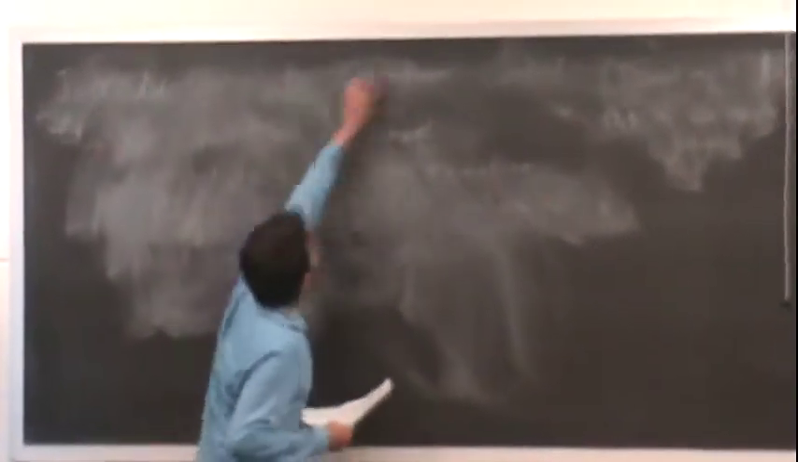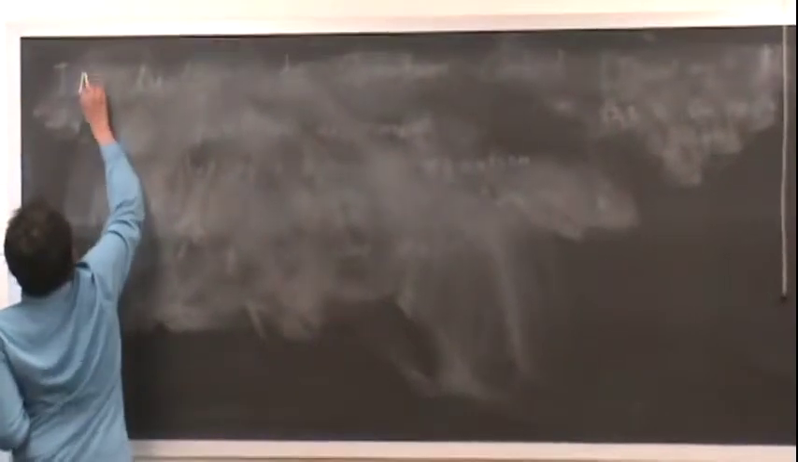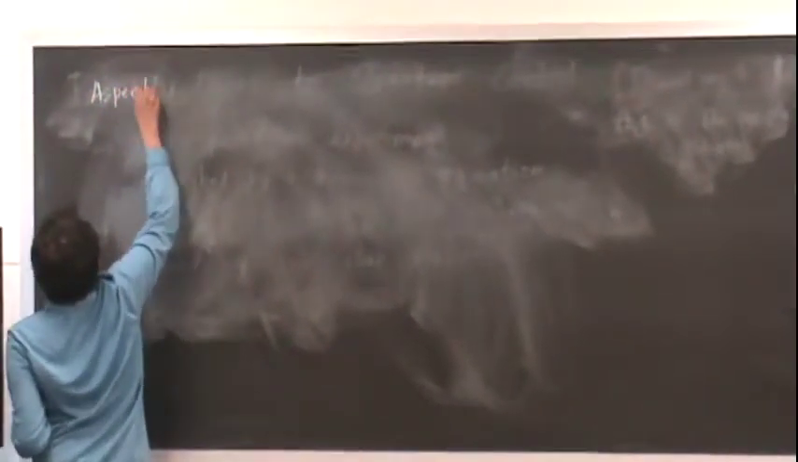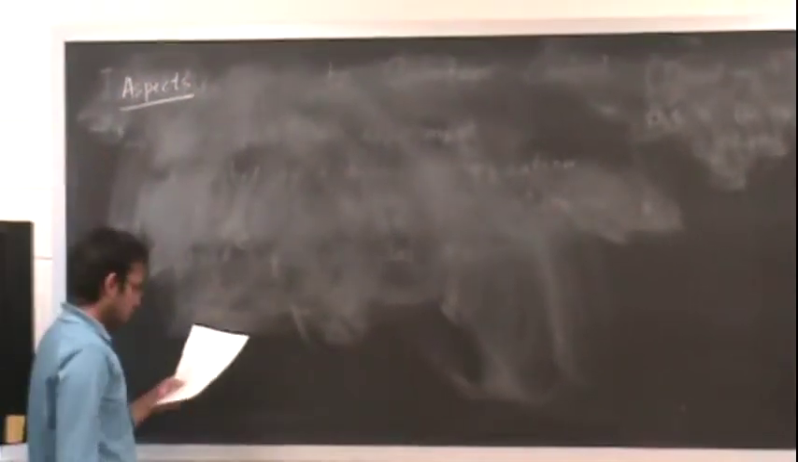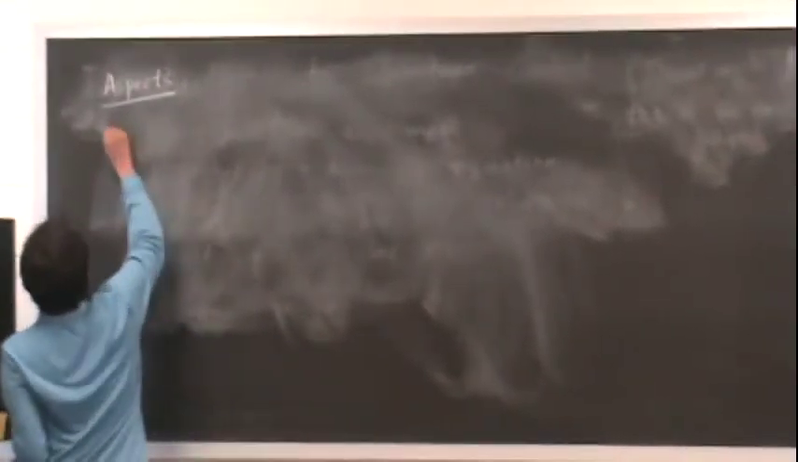So there are 3 aspects to a quantum control problem. I'll just list them out, but we won't talk about all of them. The first aspect deals with controllability.